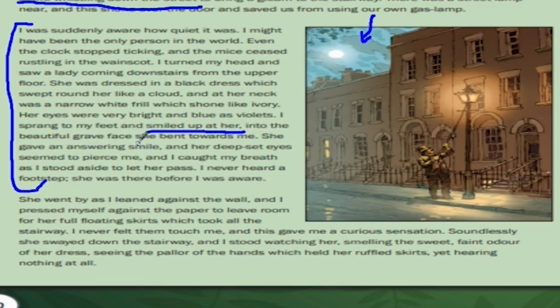"She bent towards me." Okay, so the lady bends towards her, and here it says she gave an answering smile. Now, what that means is that when Penelope smiled at the lady, she smiled back. That's what that phrase means. She gave an answering smile. And also the fact that she bent towards Penelope shows that's good evidence that the lady must have seen her.